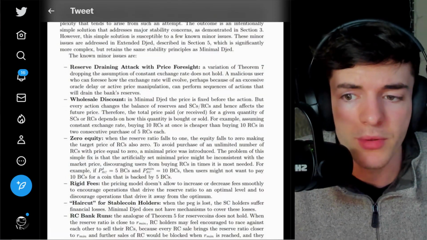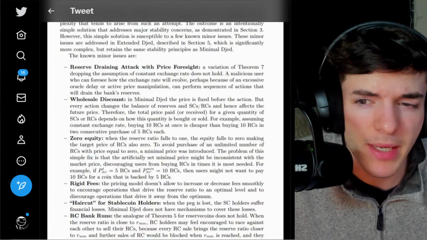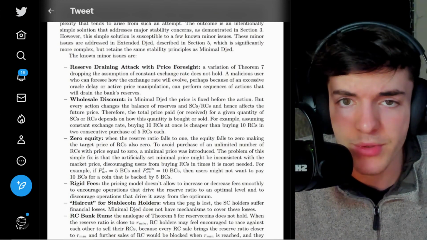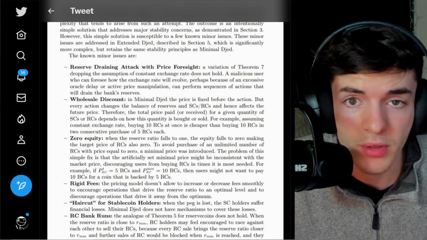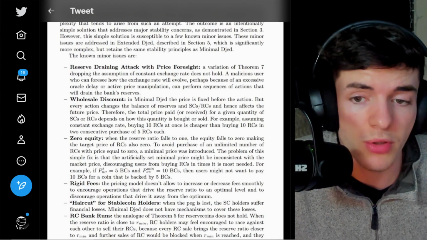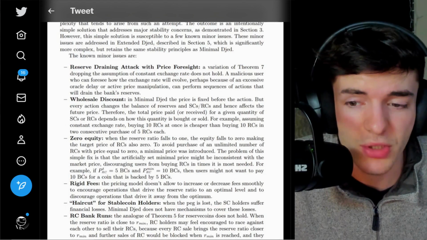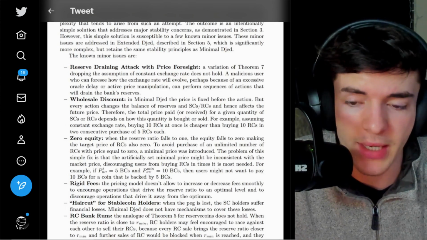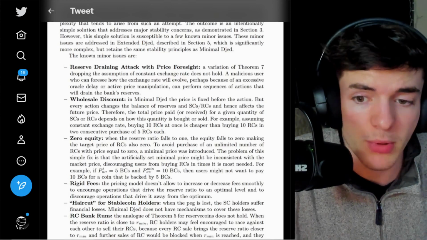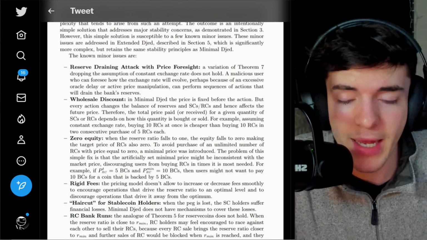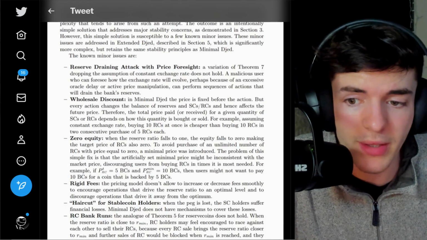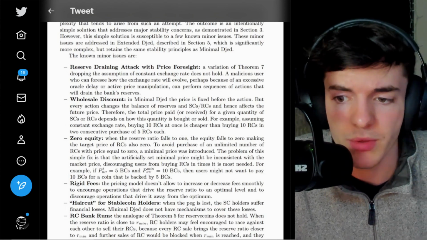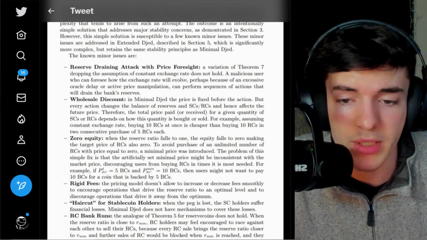Also, keep in mind, although the reserve draining attack with price foresight is a main issue here that would worry most people, there are other minor issues to take into account, and this shouldn't be overlooked, especially if you're someone who's looking into the Cardano stablecoin ecosystem and trying to pick DJED. We're going to be trying out DJED with its release. And another issue is wholesale discounts. This is in relation to the stablecoins and reserve coins, and how it's going to affect the future price based on the total price paid or received for a given quantity of stablecoins or reserve coins. And this depends on how this quantity is bought or sold.